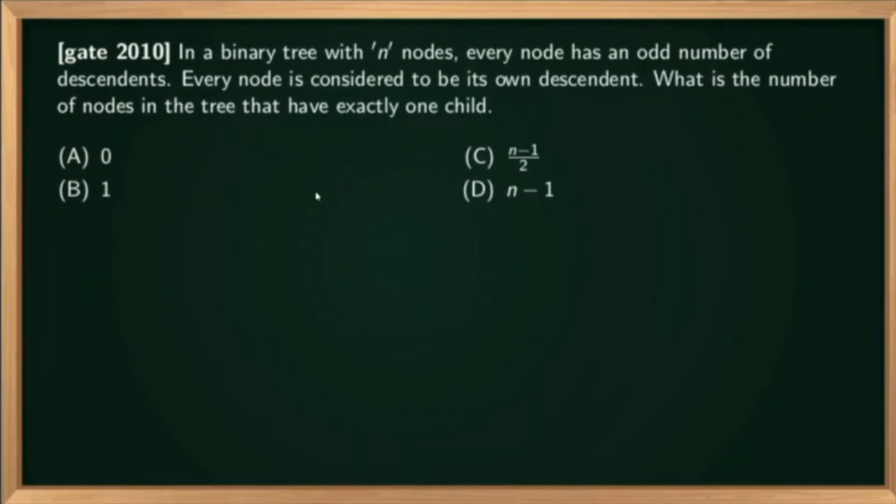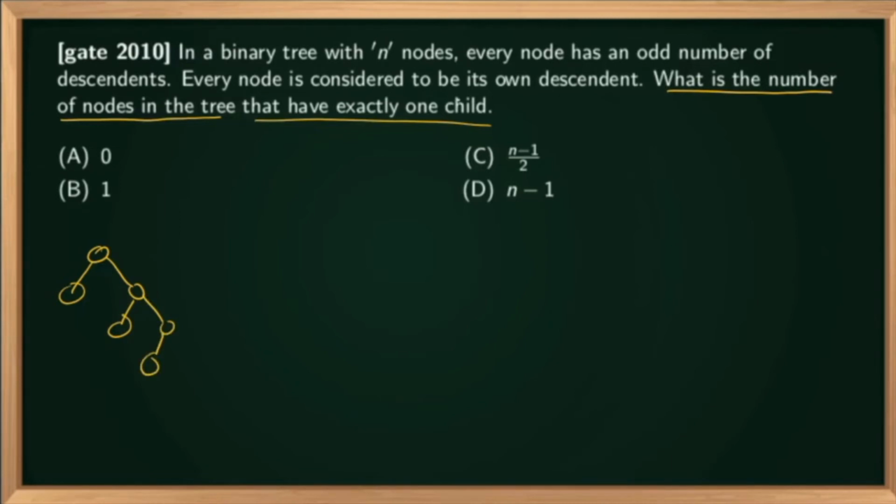Okay, now listen here. Let me make it clear. What we had to find is the number of nodes in the tree that have exactly one child. So this is the question. I'm just drawing one tree. If you see the number of nodes in the tree having exactly one child, this node is having 2 children, this is having 0, this is having 2, this is having 0. Only this node is having exactly one child. So for this tree, the answer should be 1. And maybe I will draw another tree, maybe like this.